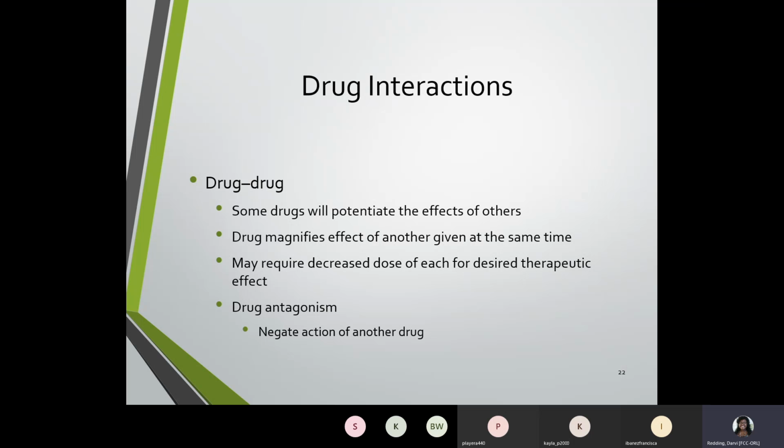Drug-drug interaction may also require a decreased dose of each so that both of them can have the desired therapeutic effect, which is the intended effect. You also have the drug antagonism, and this is where the drug might block another drug, so it negates the action of another drug, in other words.